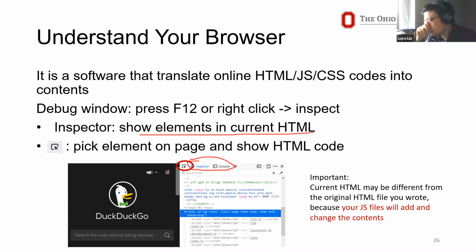And finally, this is something that, when I was a starter, nobody told me, but I figured out by myself. I wish someone had told me that the current HTML you're seeing in this page may be very different from the original HTML file you wrote, because your JS file will add and change your contents later. Do not panic when you see this difference, because that's literally how JS works. It literally manipulates your HTML contents on your web pages so that it can show more, right?